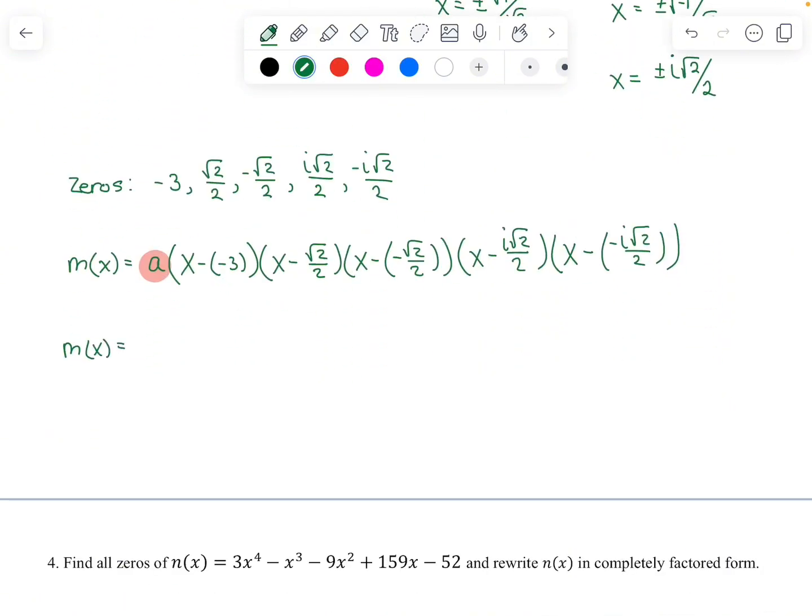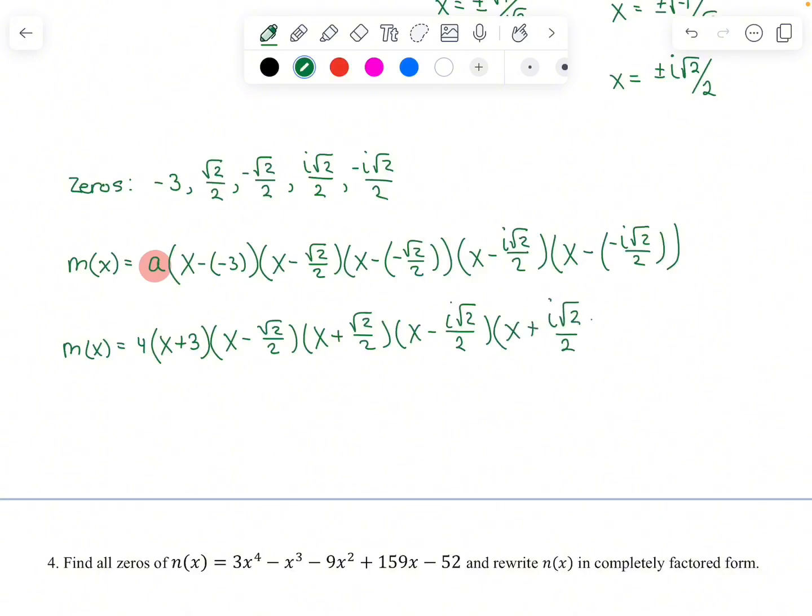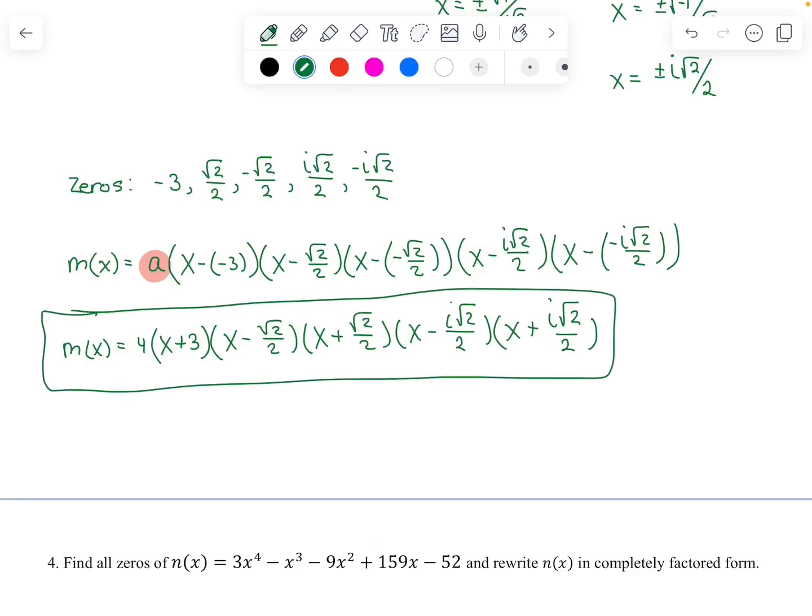So m of x is equal to 4 times x plus 3 times x minus the square root of 2 divided by 2 times x plus the square root of 2 divided by 2 times x minus i times the square root of 2 divided by 2 times x plus i times the square root of 2 divided by 2. And we are done.